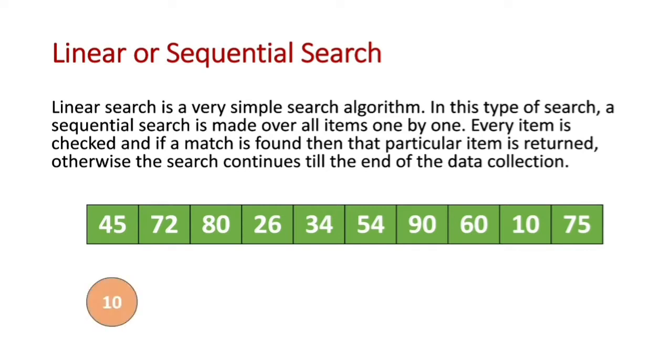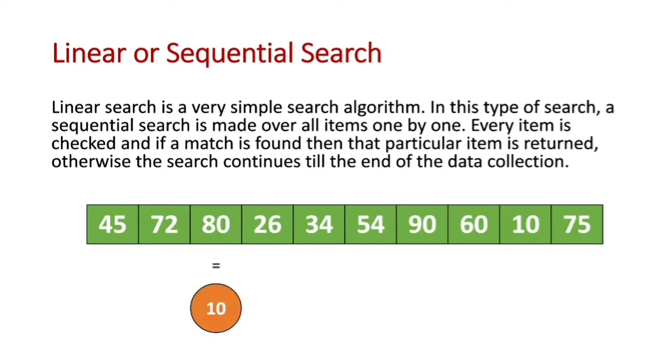Now, if we want to search an element, let's say 10, at that point of time what we are going to do is compare 10 with each element one by one. That is why the name is sequential or linear. So, in the first iteration, 10 will be compared with 45. Here, certainly 10 is not equal to 45, so the search continues. Next, 10 will be compared with 72, that is the second item of your list. Now, it is certainly not equal to 72, hence the search continues.